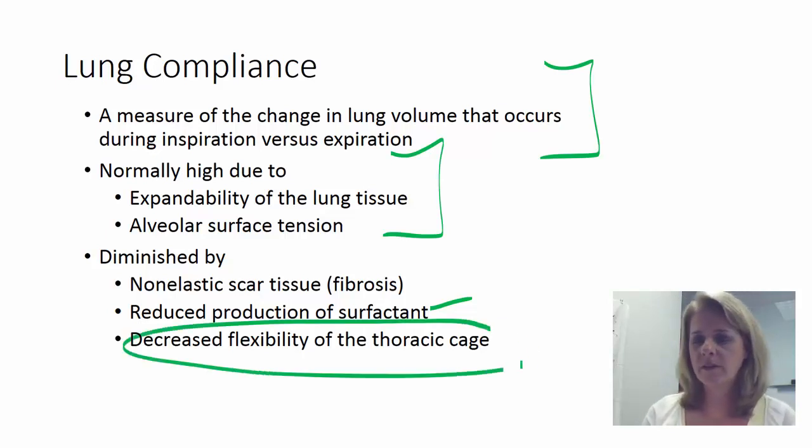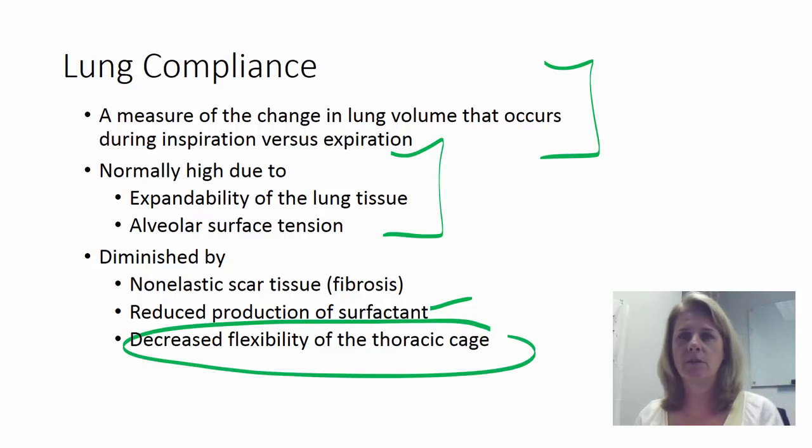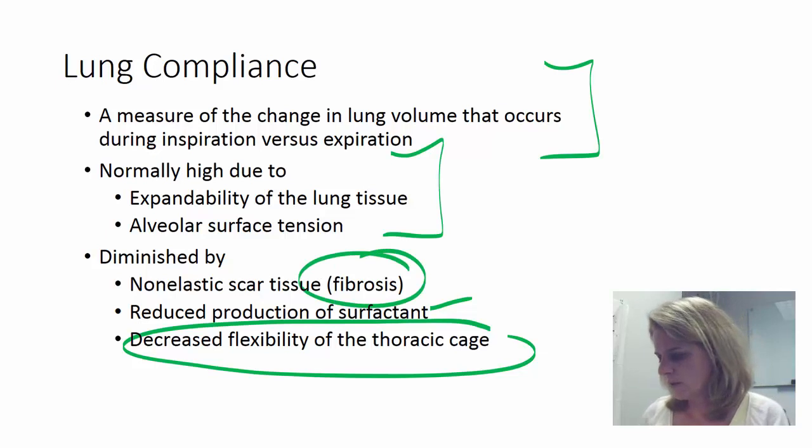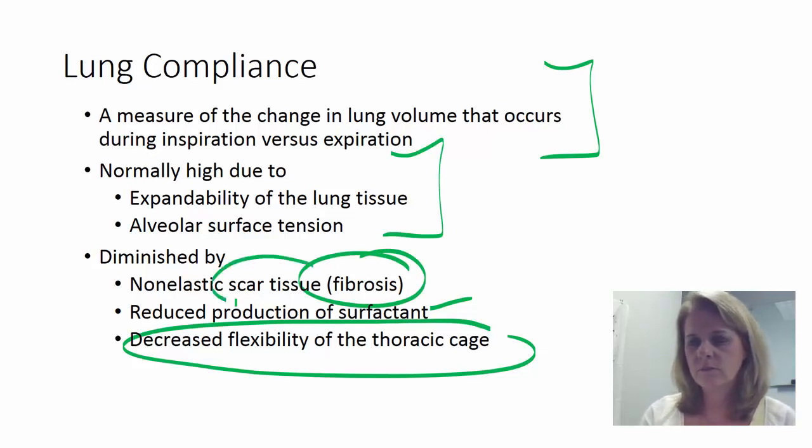This can be a problem with burn victims. Maybe they have a lot of scar tissue on the outside, and so their skin won't stretch. If you think about breathing in, your skin has to stretch just as much as your lungs and your chest, your rib cage, do. So anything that decreases the flexibility of your thoracic cage makes it hard to breathe. This is what you'll see with people who smoke, or anything that can cause scar tissue, like cancers that cause scar tissue. Scar tissue is not stretchy, so it makes it hard to breathe.